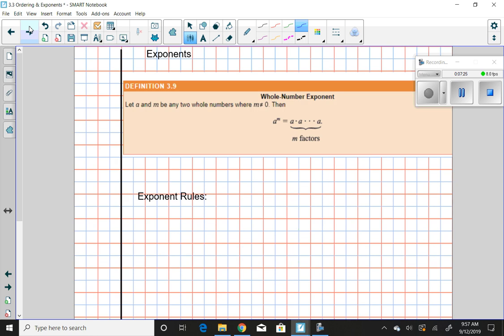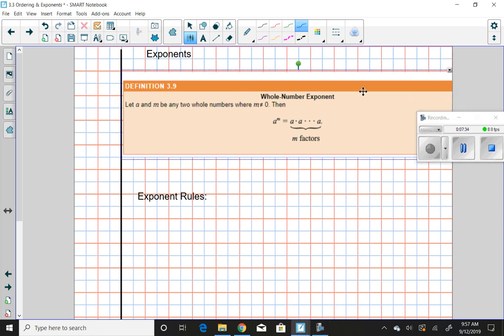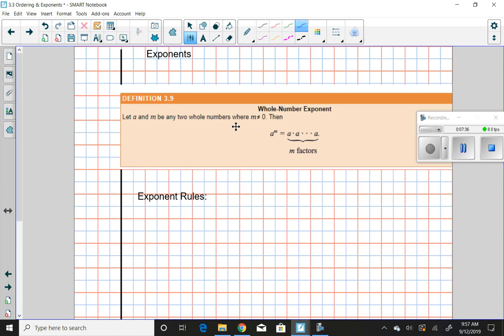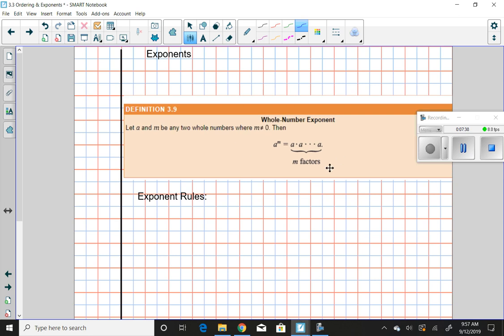All right, let's talk about exponents. In fact, I'm going to move some of this around so I have a little more room. So an exponent is basically talking about repeated multiplication. That's what this example shows here in a minute. But I want you guys to understand exactly what the vocab is that I'm referring to.